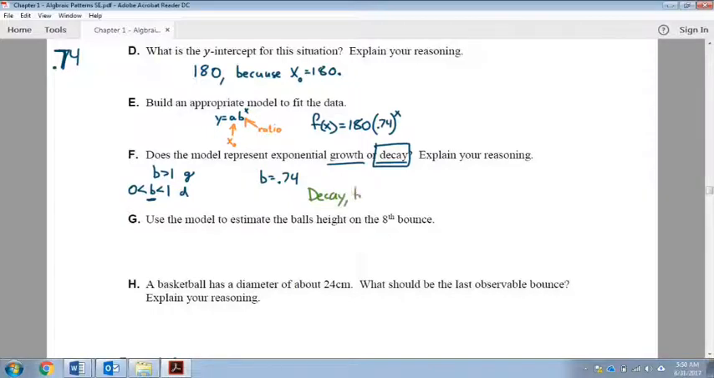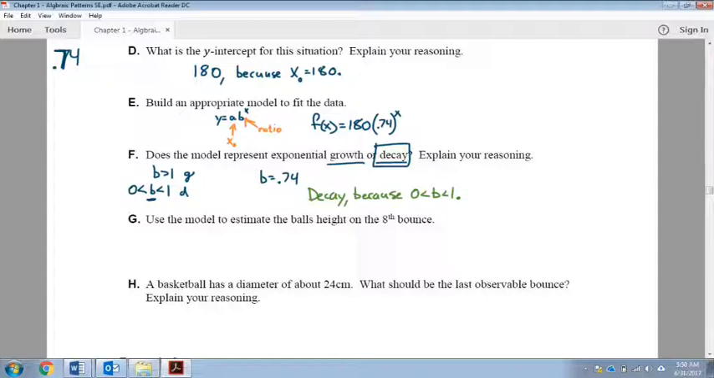And I'm going to say simply because B is between 0 and 1, and I'm just going to state the statement like that. You can also say as my X increases, my Y's decrease. My Y's are decreasing over time, that sort of thing.